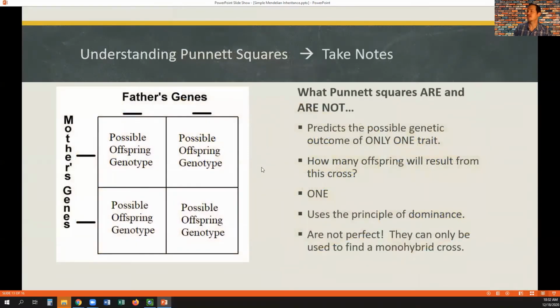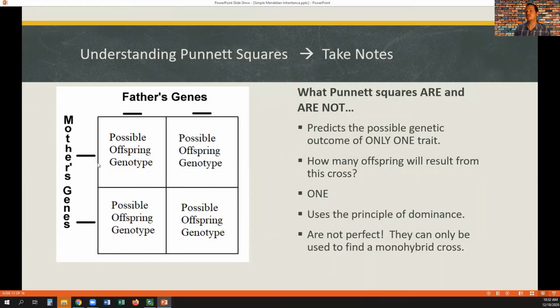Now, guys, you need to take these notes, and you also need to fill in your Punnett square on your worksheet. So this is what a Punnett square looks like. You guys, it doesn't matter if the father goes up here or the mother goes here. They can go either one. So parent one and parent two.